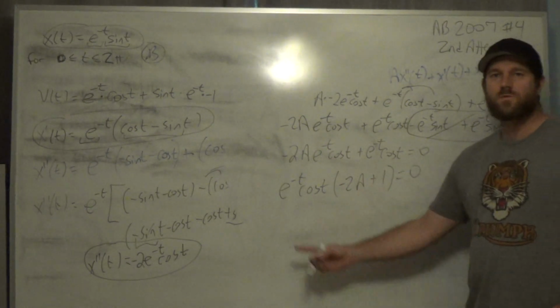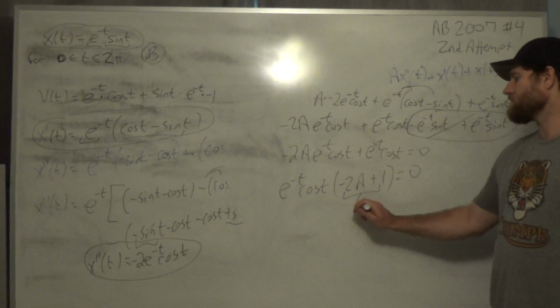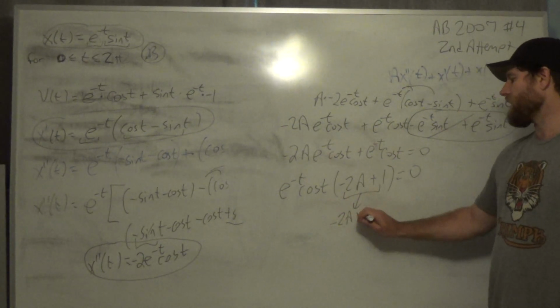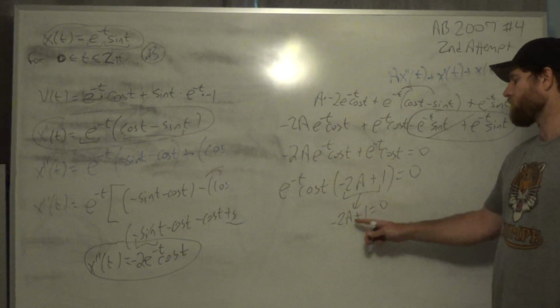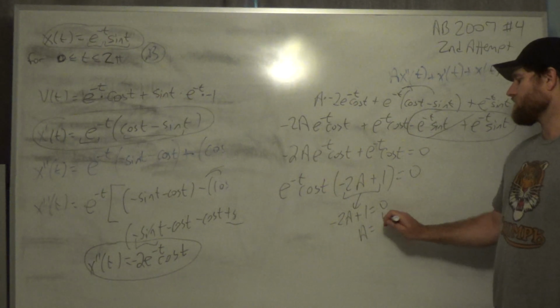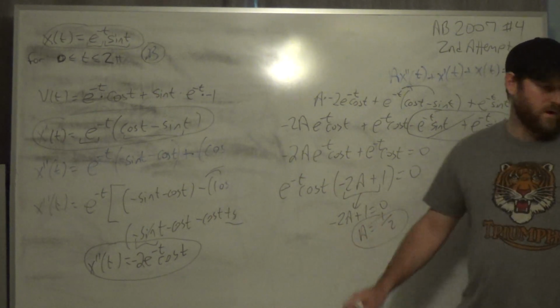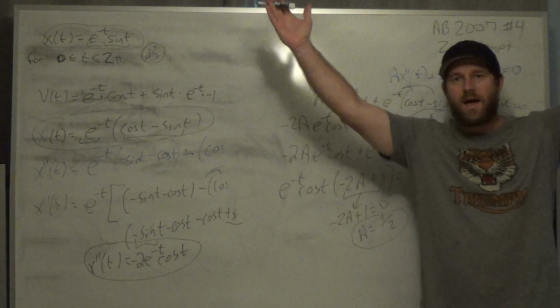And if we want to know when this will equal 0, we just set this piece equal to 0. And if you set negative 2a plus 1 equal to 0, you'll subtract 1, divide by negative 2, and you'll get a equals 1/2. When we check the work, a is 1/2, that is victory.